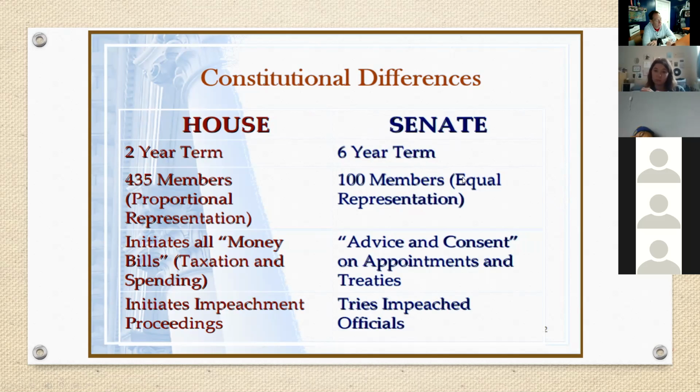There's 100 members in the Senate, 2 per state. We have 50 states. That's 100 senators.